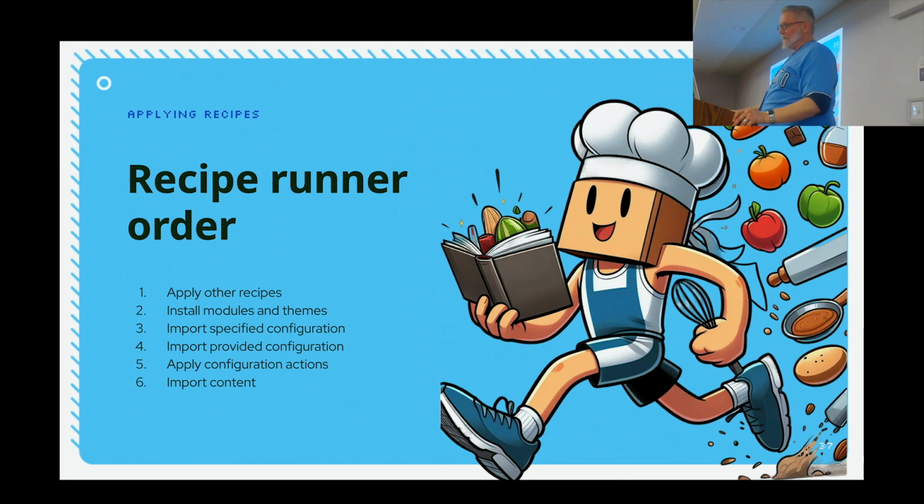It's also useful to understand the order in which the recipe runner will go through the different information you provided. It's going to start by applying any other recipes that are specified. Then it will install modules and themes, then import the specified configuration, so again, the configuration entities. Following that, it will import any provided configuration, so that directory of static files. Then it will apply the config actions in the recipe.yaml. And then the very last step will be to import any content that is provided as YAML files.